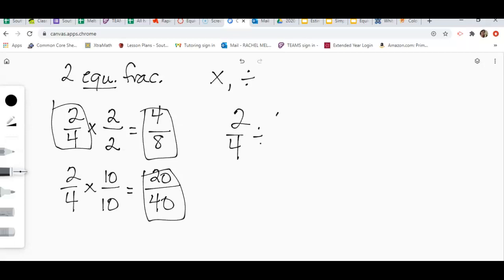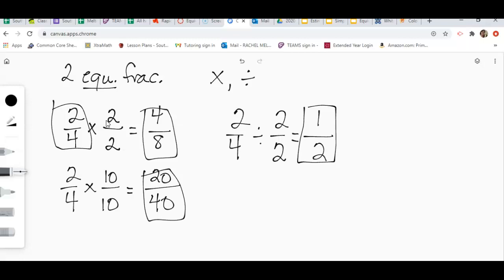So I'm going to divide by 2. 2 divided by 2 is 1, and 4 divided by 2 is 2. So this is 1/2. So 1/2 is also equal to 2/4, 4/8, and 20/40. Now, I can't divide 2/4 anymore because these two numbers are only divisible by 2 by 2.